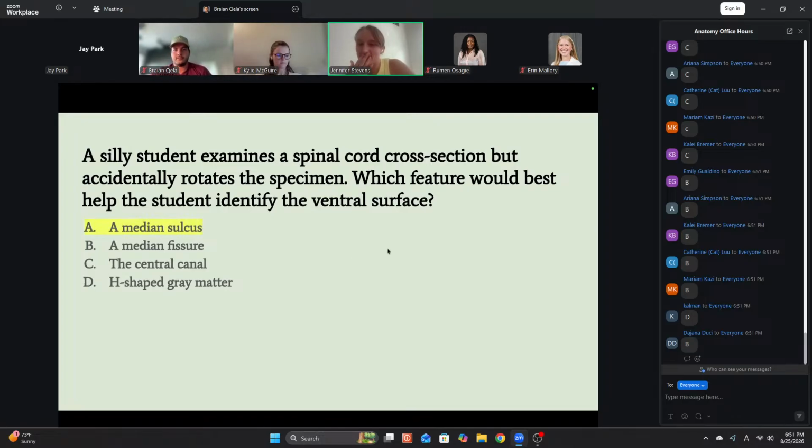Wait, you guys are right. I think I just highlighted the wrong answer. It is the fissure that's on the ventral surface. I don't know what I was thinking. Don't ignore that. You guys are right. You're gonna do really well.